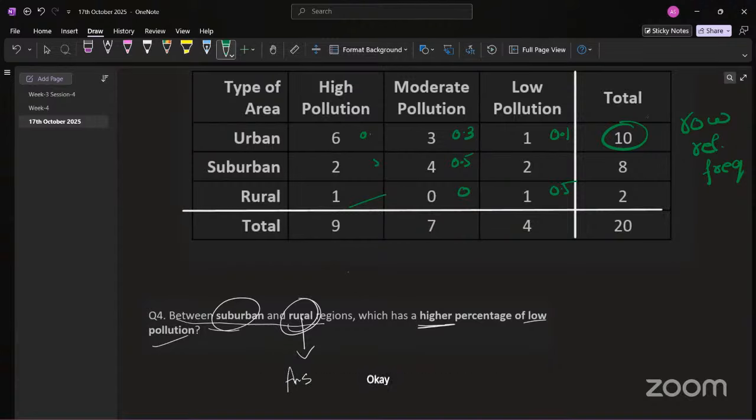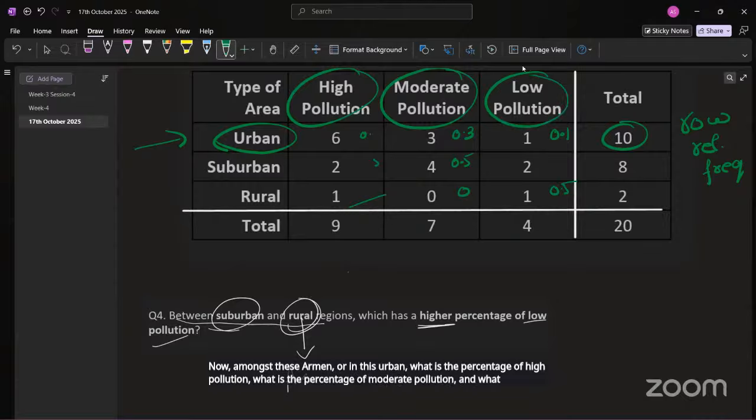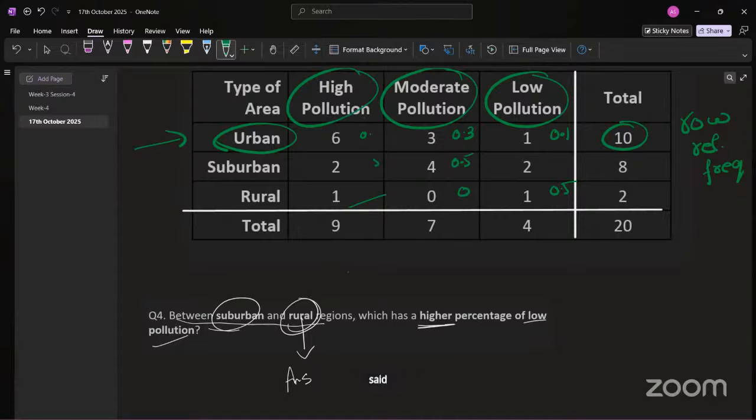Okay, sir, but what does row relative tell us? Okay, we are in urban. We have chosen urban. Now, amongst this urban, what is the percentage of high pollution? What is the percentage of moderate pollution? And what is the percentage of low pollution? How will you get this? Sir, this is obvious. This is row relative.